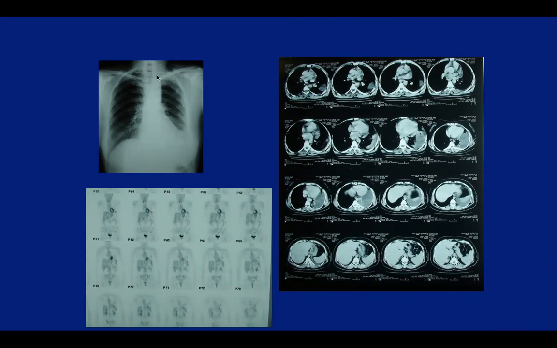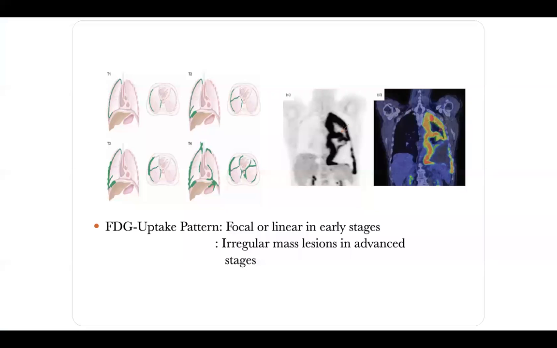And you can notice that the left-sided hemithorax is a little bit smaller than the right one. So this is one of the features of malignant mesothelioma, as I told you. And PET CT should show SUV positivity around the parietal pleura. FDG uptake pattern should be focal or linear in early stages, but you should expect to see mass lesions in advanced stages, as you see here.